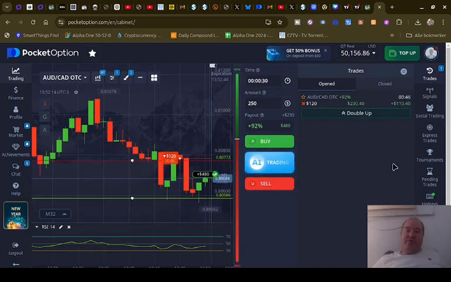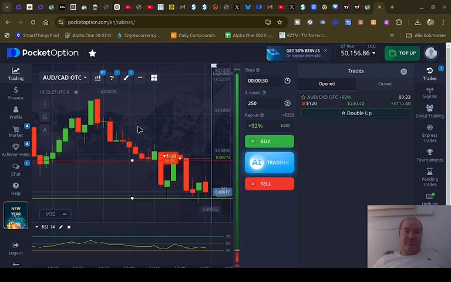47 seconds left, so let's see. Then let's see after how much money we made all in all. I'll bring up my good old calculator. So basically you see now how easy it is to make money with trading.